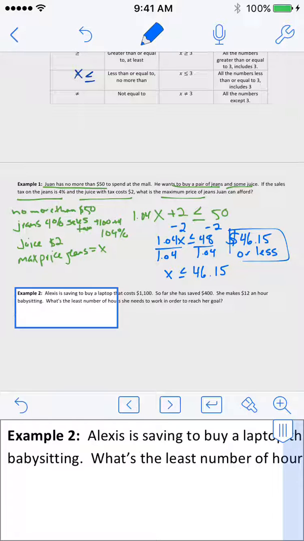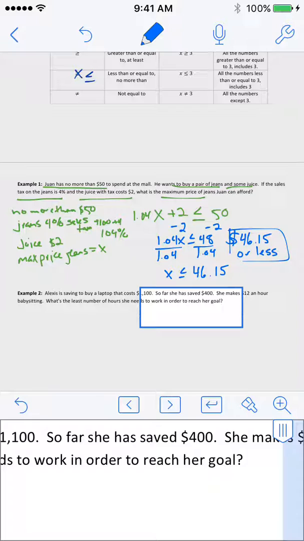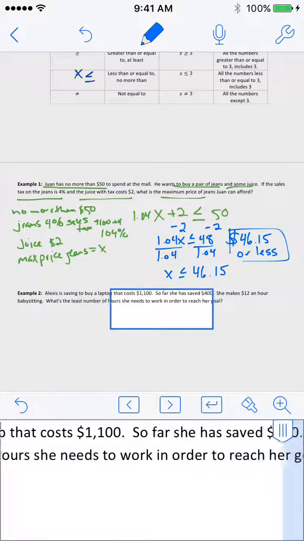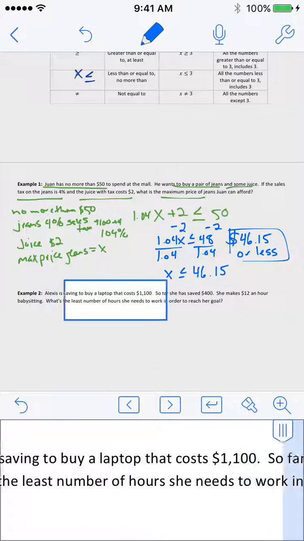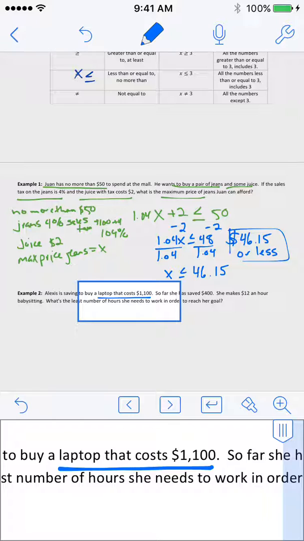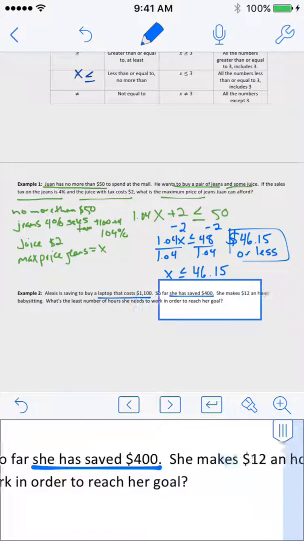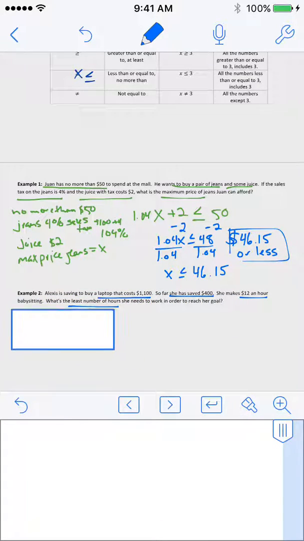Let's do it together. Alexis is saving to buy a laptop that costs $1,100. So far, she has saved $400. She makes $12 an hour babysitting. What is the least number of hours she needs to work in order to reach her goal? So I'll do some underlining. Laptop costs $1,100. She already has $400. She makes $12 an hour, and we want the least number of hours.